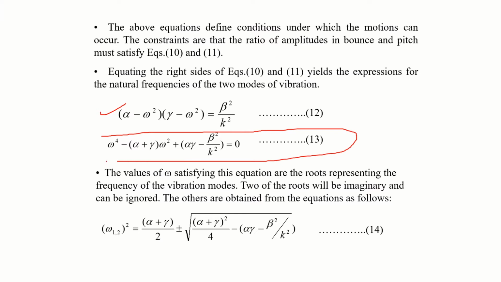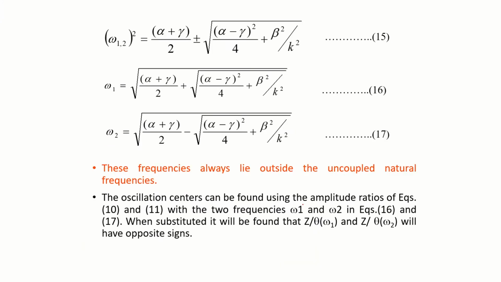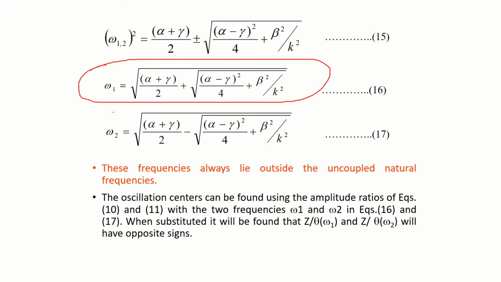If I open up, I'll get this equation. It will become a fourth order equation. So let me reduce this as a second order equation, assuming omega square is equal to some other variable. Then I will get a second order equation using minus b plus or minus under root b squared minus 4ac by 2a. I'll get this. So out of that, let us say one frequency is this frequency and another one is this frequency.